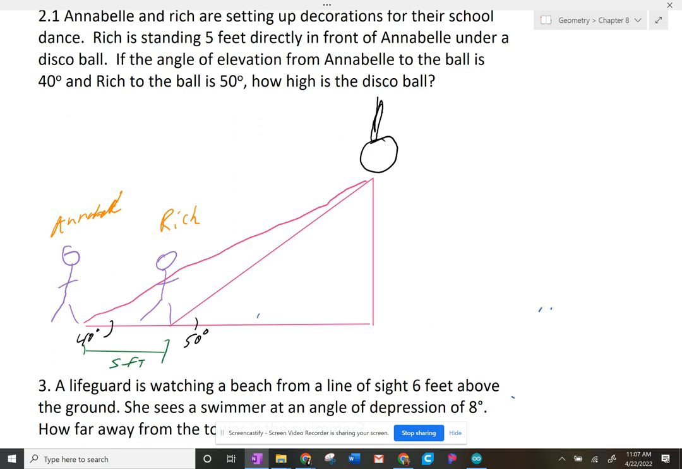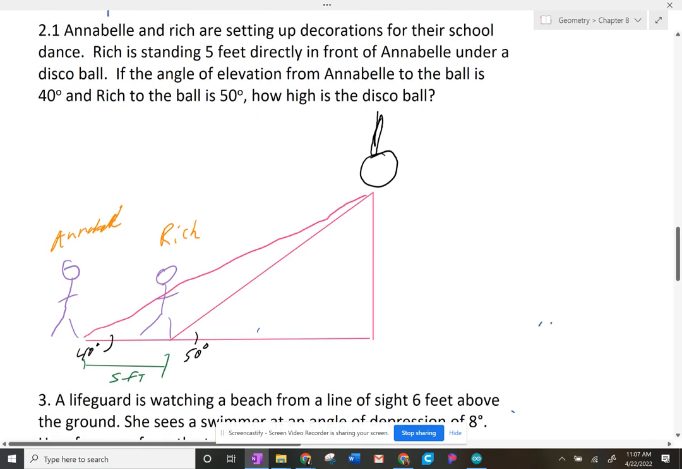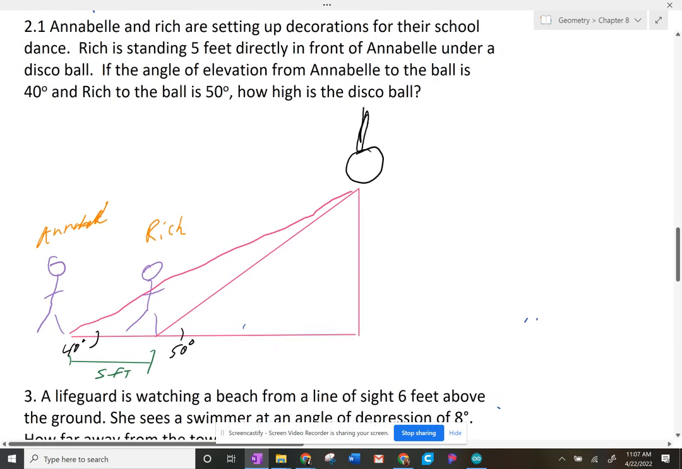So this one that talks about Annabelle and Rich, that's what I'm talking about. Biggest thing I want you to do is just draw that picture so that way you can see what's going on.